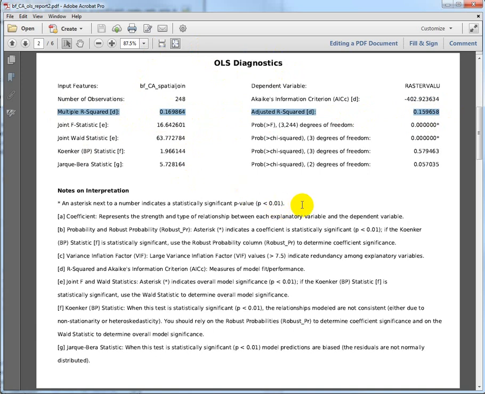So again, my example is going to be different from yours. I was dealing with a couple different variables in California, and basically my results are telling me that around 16%, 17% of my story of the relationship is basically being explained by the three variables that I chose.